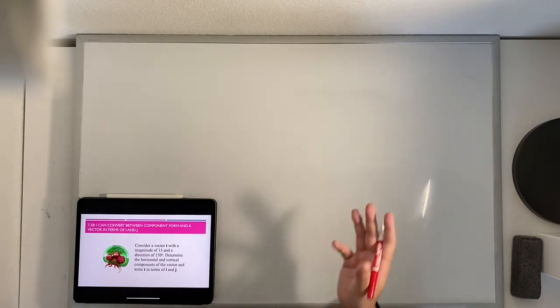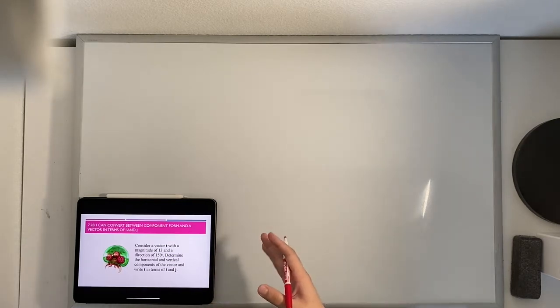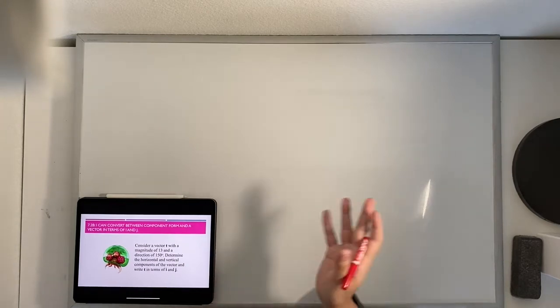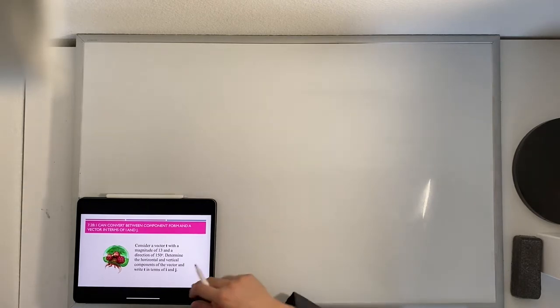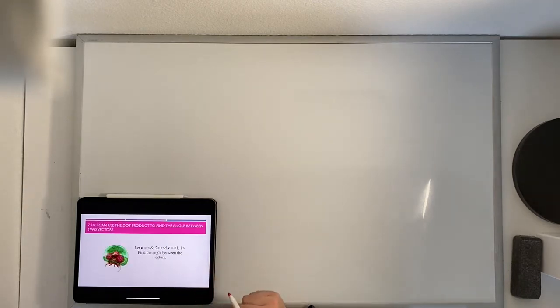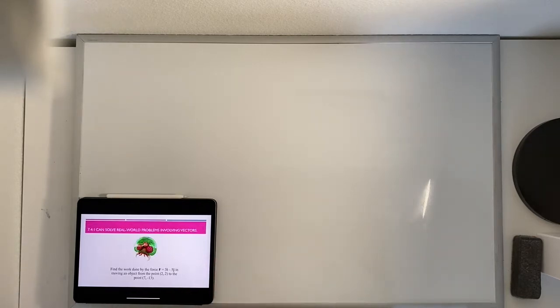Finding the horizontal and vertical components. Horizontal component is always A, vertical component is always B, and we have our formulas for those. Those come from our trig functions, our triangle, if we drew out our triangle. Finding the angle between two vectors, that's that wonderful formula that is given to us on our reference sheet. Work, that's another formula that's given to us.